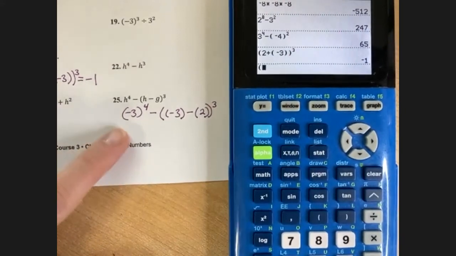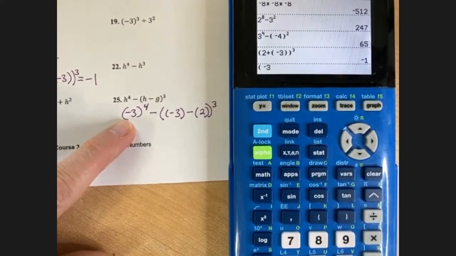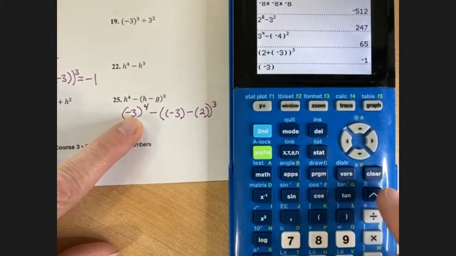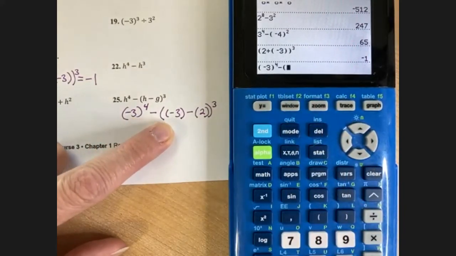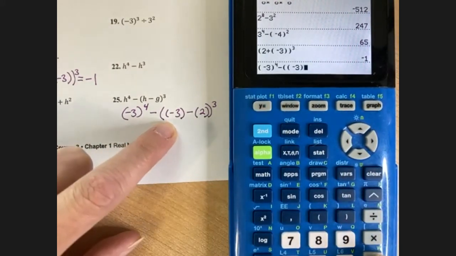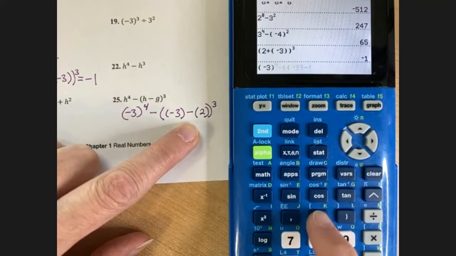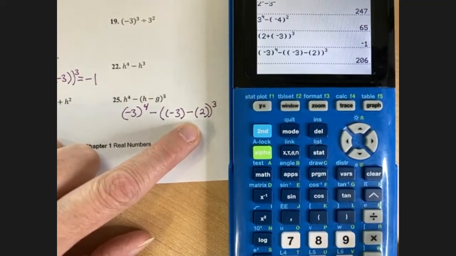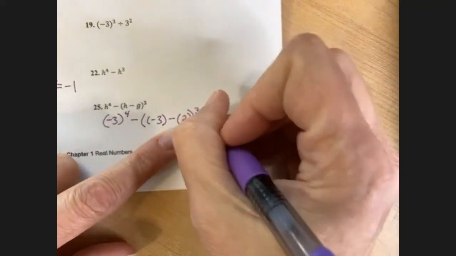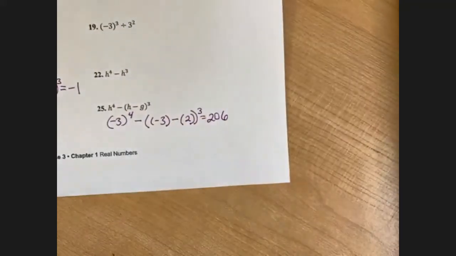So open parentheses, -3, reminder, negative, not minus, close parentheses, raised to the fourth, scroll to the right, don't stay up in that top cursor, minus, open parentheses, open again, -3, close, hopefully not going too fast, minus, open parentheses, 2, close parentheses, close it again, and raise it to the third power. Enter. 206. Evaluation is 206.